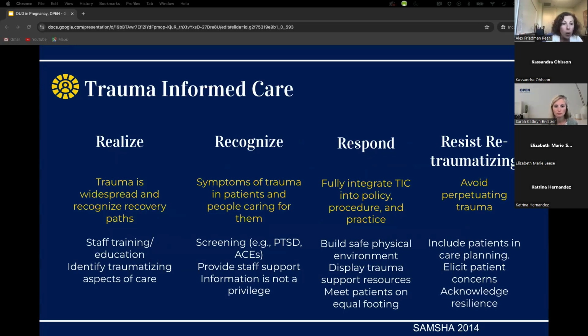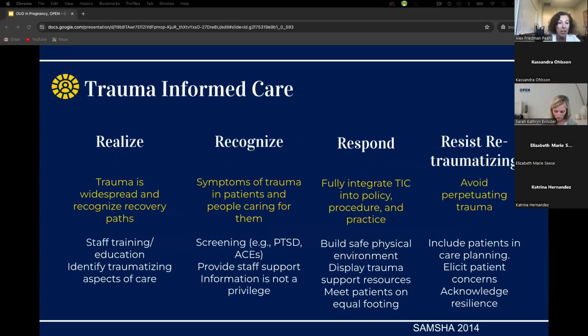Trauma-informed care has 4 key components, which we'll walk through briefly. Realizing that trauma is widespread, and this can happen through staff training and really thinking about your care pathways in areas that may be re-traumatizing for individuals.